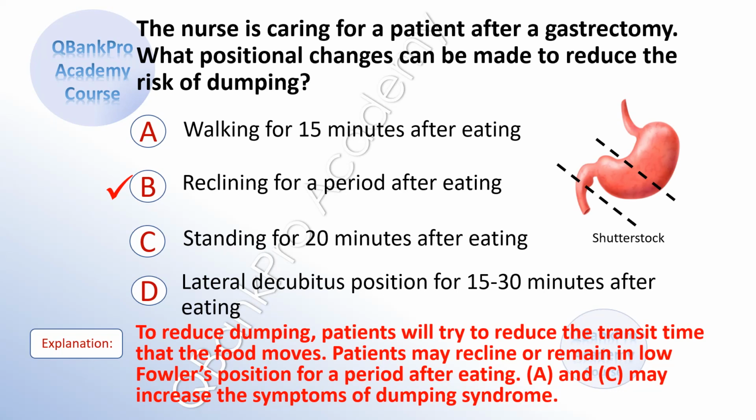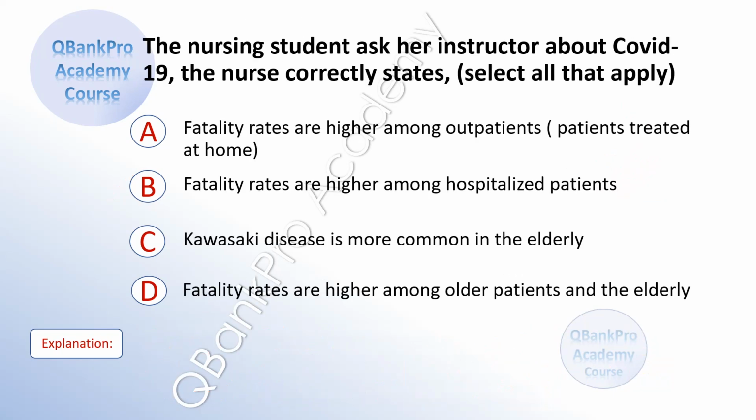The correct answer is B. Reclining for a period after eating. Explanation. To reduce dumping, patients will try to reduce the transit time that the food moves. Patients may recline or remain in low Fowler's position for a period after eating. A and C may increase the symptoms of dumping syndrome.